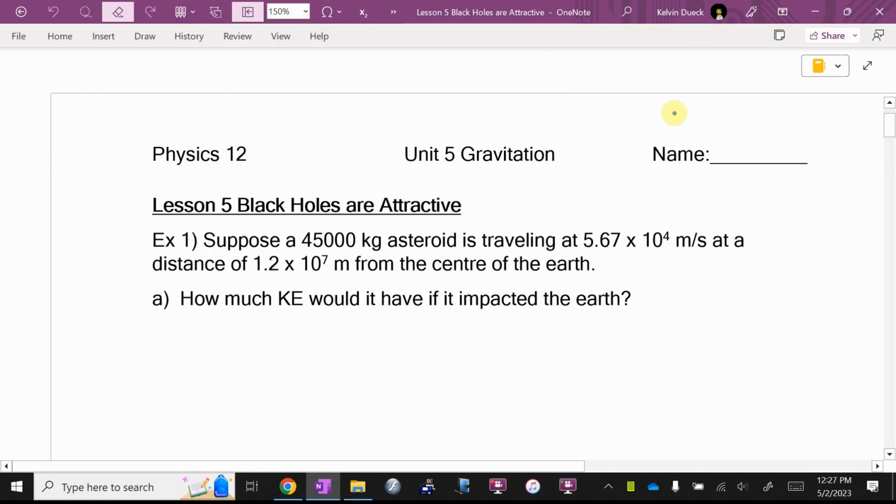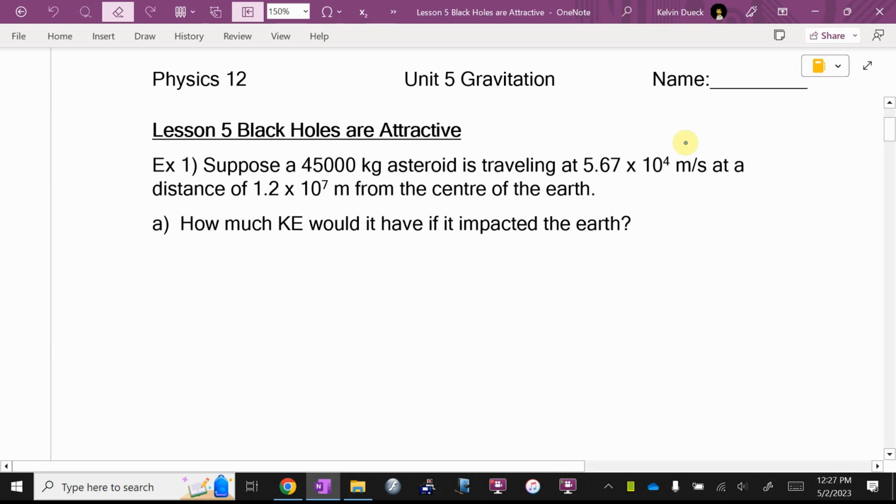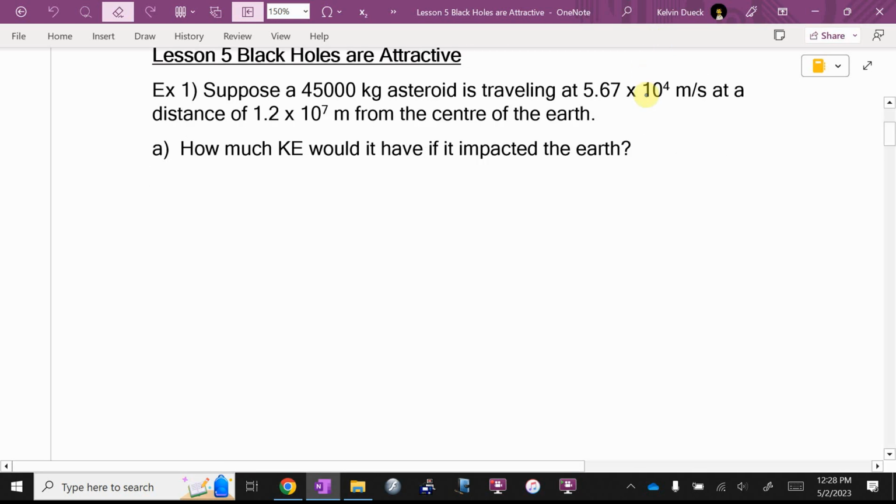Lesson 5, black holes are attractive. Suppose a 45,000 kilogram asteroid, which is not that heavy for an asteroid, is traveling at 5.67 times 10 to the fourth meters per second at a distance of 1.2 times 10 to the seventh meters from the center of the Earth. From the center of the Earth? The first thing I noticed is that 1.2 times 10 to the seventh is an R, not an altitude, so I can use that if I need to. How much kinetic energy would it have if it impacted the Earth?